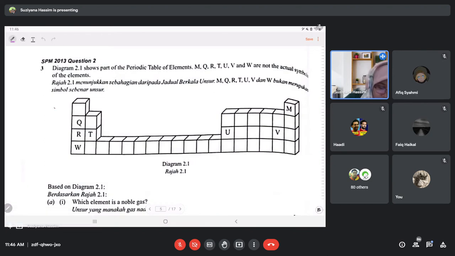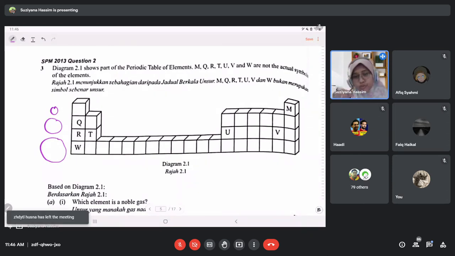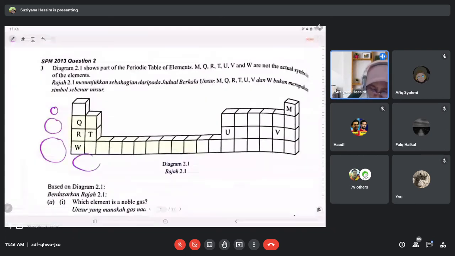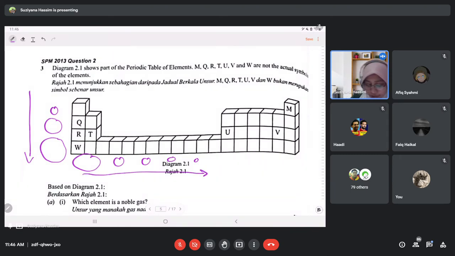When going down the group, the size of atom bigger. When across the period, the size of atom smaller.